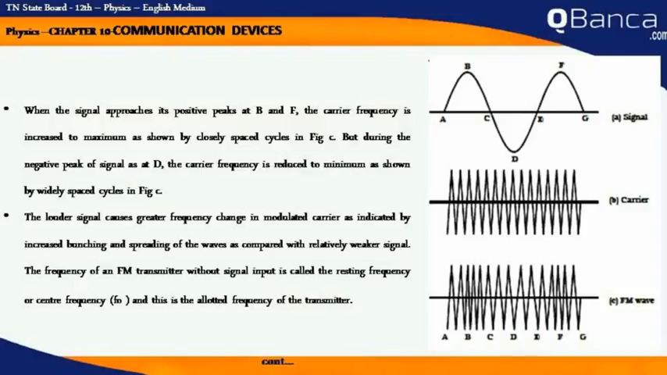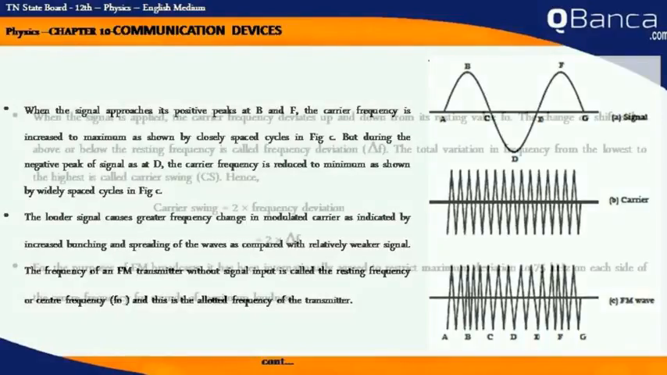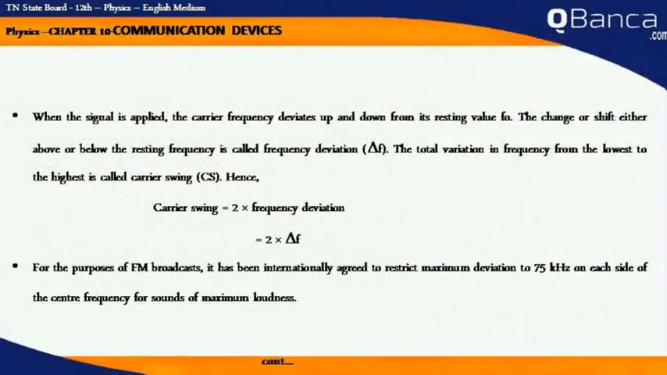The frequency of an FM transmitter without input is called the resting frequency or center frequency F0, and this is the allocated frequency of the transmitter. When the signal is applied, the carrier frequency deviates up and down from its resting value F0. The change or shift either above or below the resting frequency is called frequency deviation, del F.